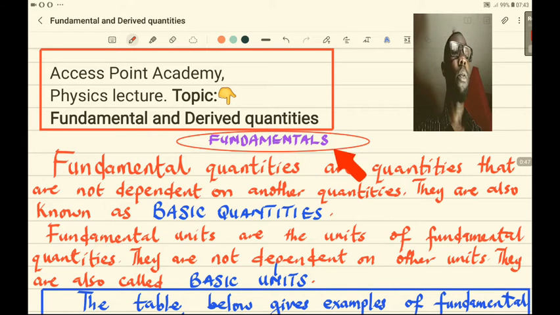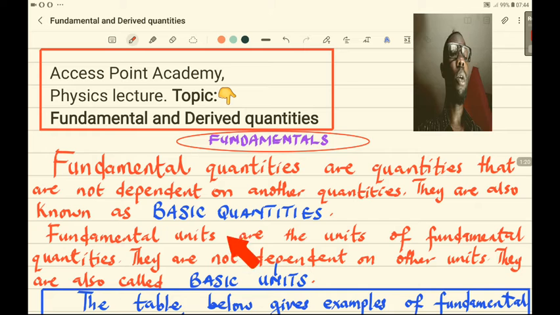We start with the fundamental quantities. Fundamental quantities are quantities that are not dependent on other quantities. They are the basic quantities, natural quantities that are not dependent on any other quantity. So in case you don't want to call them fundamental quantities, you can call them basic quantities.